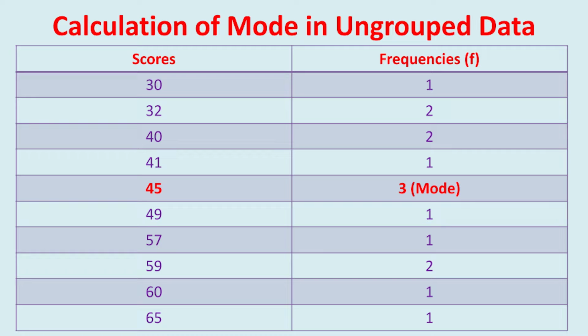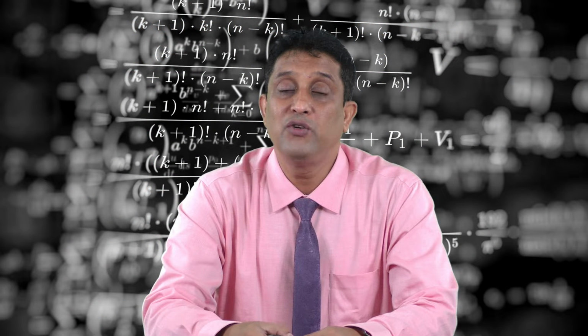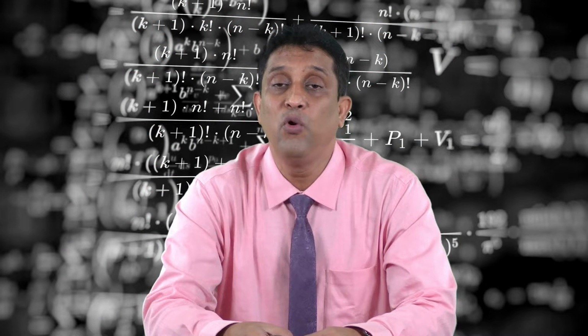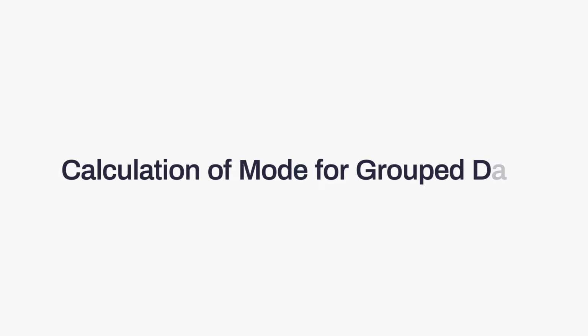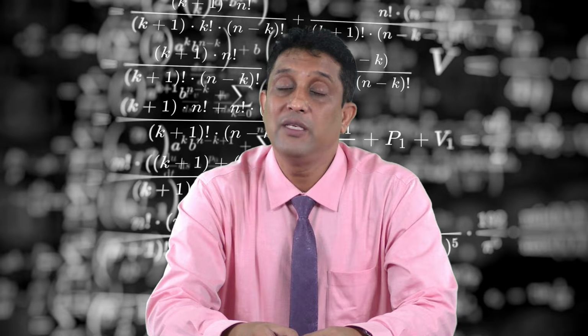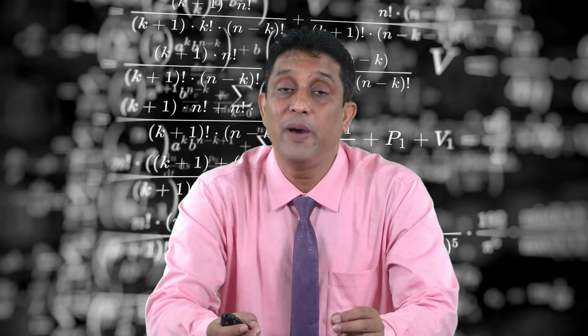The highest frequency is here, 3. So that's why we can say that the mode of the distribution is 45. Now let us go forward to understand how to calculate mode in grouped data. Grouped data means when the data is given in class interval order.